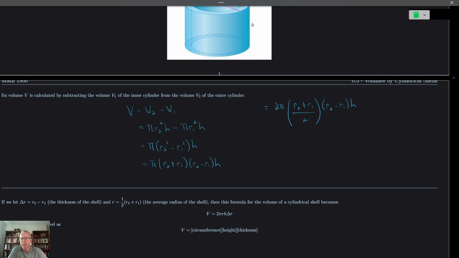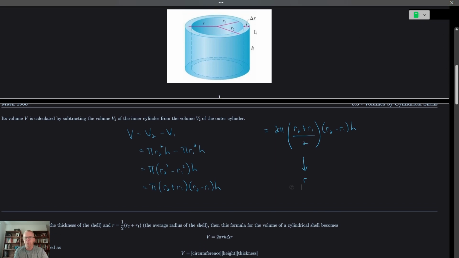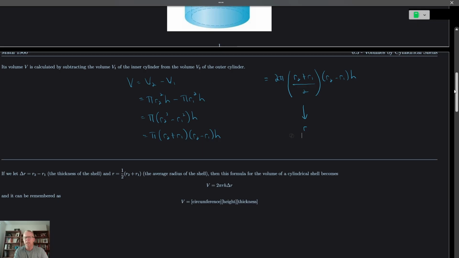And so what we have here, we're going to call this R. So that's the average of the inner radius and the outer radius. That puts us right in the middle of that shell as far as the radius goes. So look up here again. We can see R is going from the center to the middle of the shell. And so that'd be the average of the inner radius and outer radius. Then we have R2 minus R1. That would give us the width of that shell times the height. And so you could think of this formula as 2 pi r, which is the circumference, times the height, times the thickness of that shell.